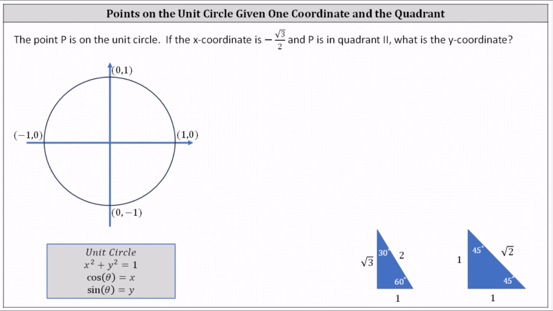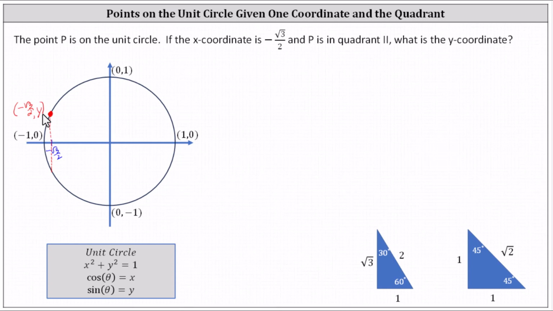Negative square root 3 divided by 2 is approximately negative 0.866, which would be approximately here on the x-axis. To locate the point on the unit circle, we'd move along the vertical line x equals negative square root 3 divided by 2. And because we know the point is in the second quadrant, this would be the point P, where we know the x-coordinate is negative square root 3 divided by 2, and we're looking for the y-coordinate.